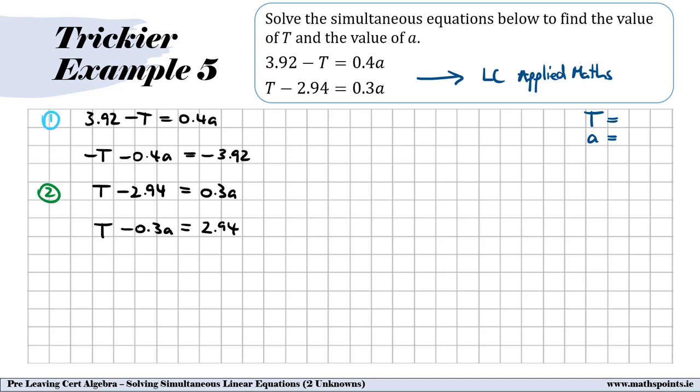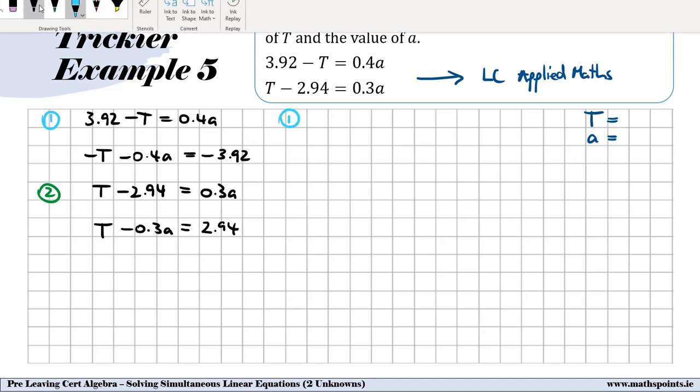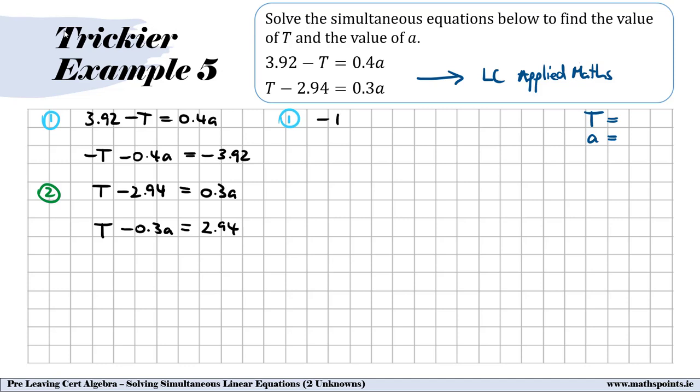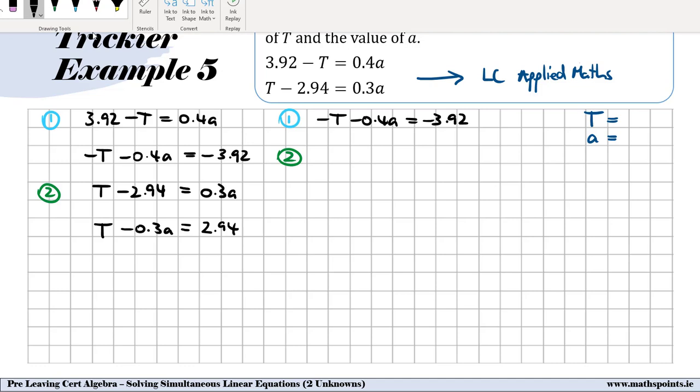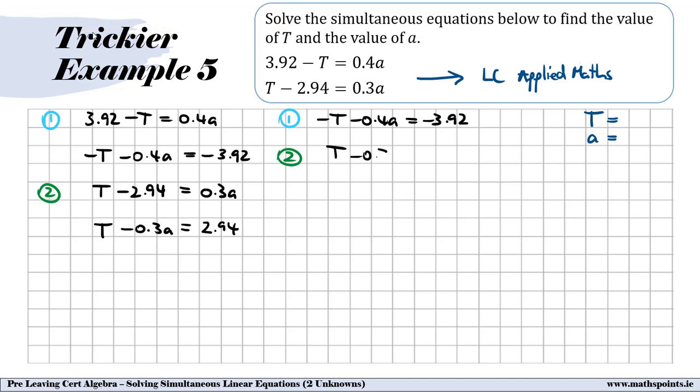I can actually see with this example that the minus t and the t will eliminate straight away if I add the two lines. So I just want to write them again over here on the right hand side, one directly above the other one so we can see that more clearly. So we have minus t minus 0.4a equals minus 3.92, and then equation 2, which I'm going to write directly underneath it, I have plus t minus 0.3a equals 2.94.